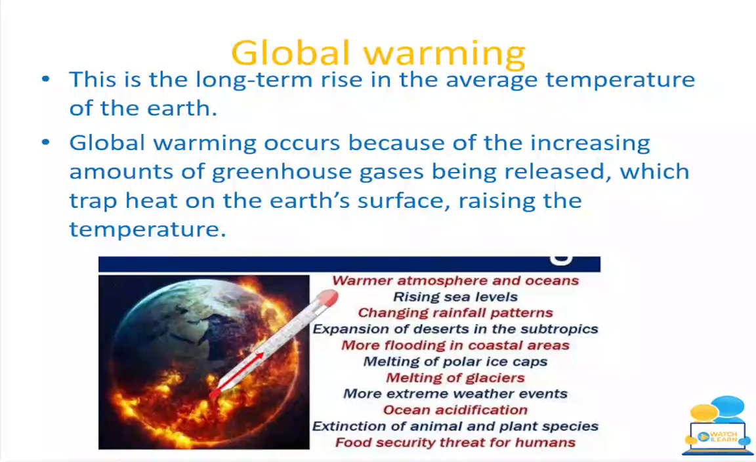So there's extinction of animal and plant species because their habitats are being taken over, or else they're melting away or being flooded. There's a food security threat for humans. They're not able to grow stuff as easily because of the lack of water, too hot or not enough heat in some circumstances. So crops are failing to thrive. So for global warming, you need to be able to state, explain, and again, give an example of any of those.